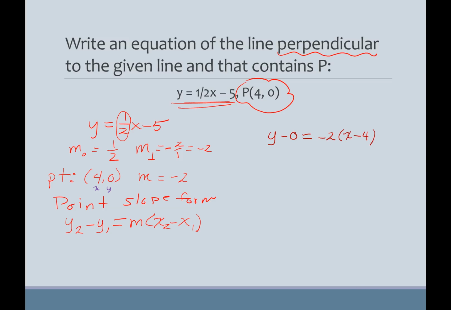If I wanted this equation in point slope form, I am done. If the directions tell you to write it in slope intercept form, you need to move on. So you need to know where you started, and where you want to end up. If I want it in slope intercept form, I'm going to distribute my -2, and I'm going to get y minus 0 equals -2x plus 8. And then y minus 0, of course, is just y. So now this here is in slope intercept form.